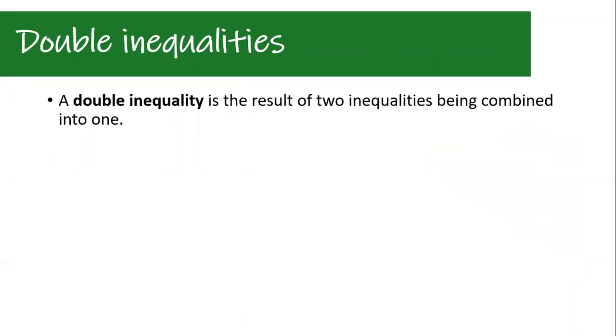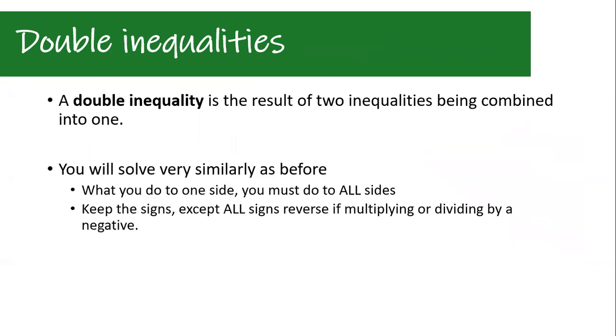Now there's one other fun thing with inequalities, and sometimes you'll see them as double inequalities. Often in words, they're written with the words and or, and all it is is two inequalities being combined into one big inequality. You're going to solve this very similarly to before, okay? Instead of having a left side and a right side, you're going to have 3 pieces though. And so what you do to one piece, you have to do to all 3 pieces. Just like before, you'll keep the signs unless you multiply or divide by a negative. If you multiply or divide by a negative, the signs all switch, not just one of them.